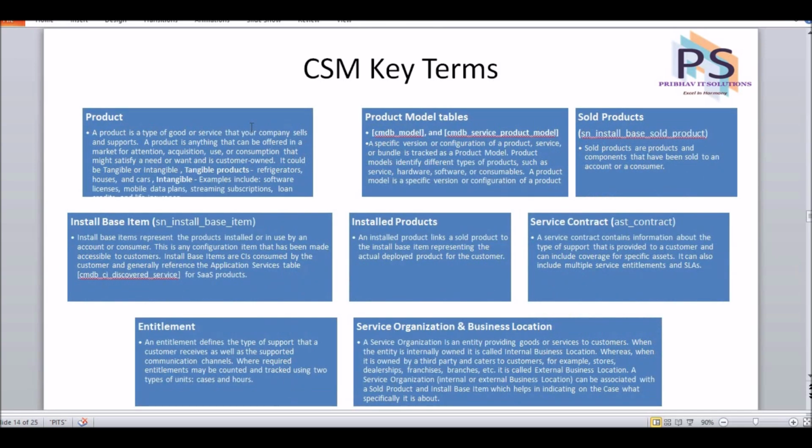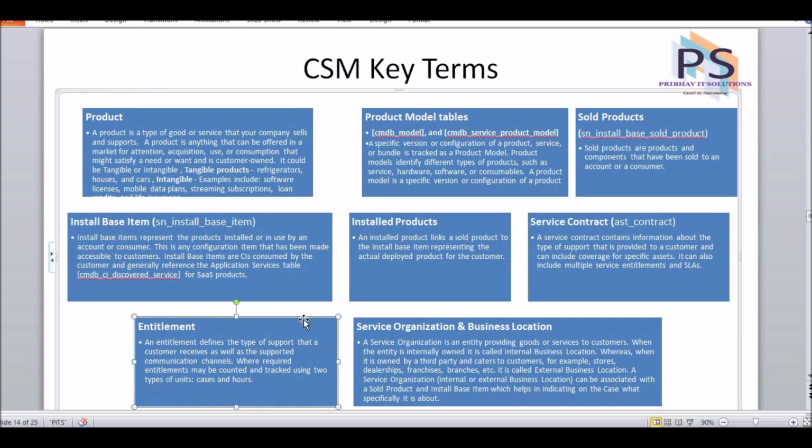Let's go further. These are very, very important terms: product model, sold model, install base, installed product, service contract, entitlement, or organization. Service contract is something where, whenever any product is sold to any account or any consumer, there can be a service contract signed. This service contract is further associated with the entitlement, which says what sort of support we are going to give.